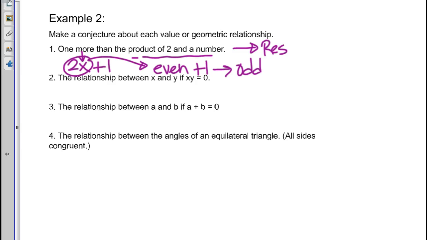So the resulting number will be odd. And you can write that different ways. It doesn't have to be exactly my words, but my answer will be an odd number.